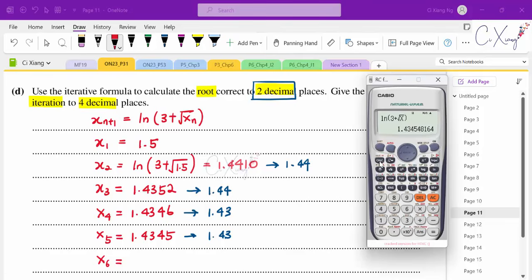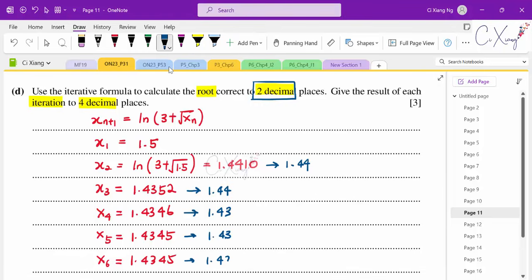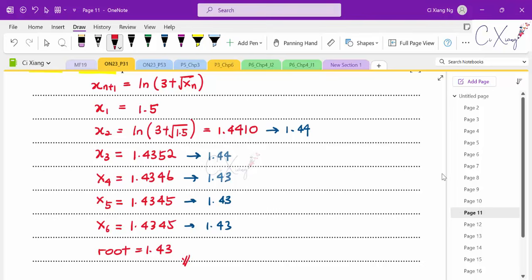Then 1.4345. So type in calculate, then key in 1.4345 and press the equal sign. By right, you should have 1.4345 again. So it seems like the 4 decimal place answer has also repeated already. That means this will be the very safe final answer. So to show the final answer, don't forget to write out the root equals to what? Equals to 1.43.